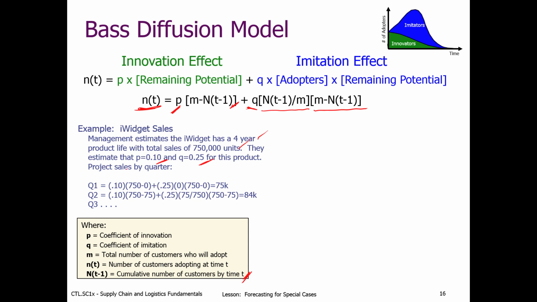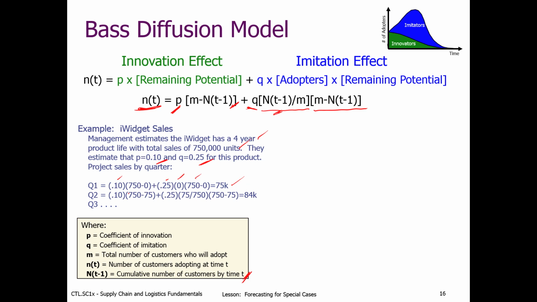I'm going to take this P, 0.1, multiply it by my market size M, 750,000, I'm dealing in units of thousands, minus my cumulative up to that point, which is 0, that's the first quarter. The imitation effect is going to be that 0.25 times 0, because no one has adopted it yet, multiplied by the size of the remaining potential, 750,000. And that gives me 75K.